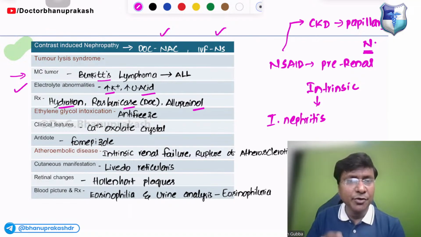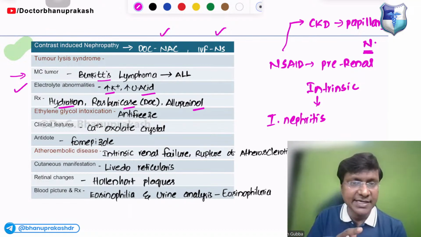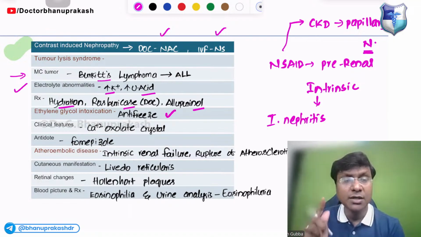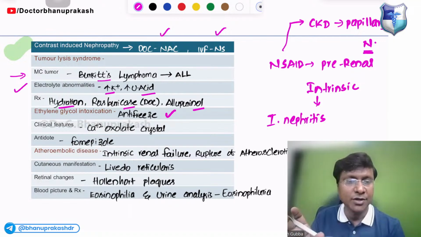Now, one more important cause of acute tubular necrosis is ethylene glycol intoxication. Now, what exactly is ethylene glycol? Ethylene glycol is an antifreeze which is used in the fuel to see that the petrol and diesel will remain in a liquid state. That is what your ethylene glycol is.